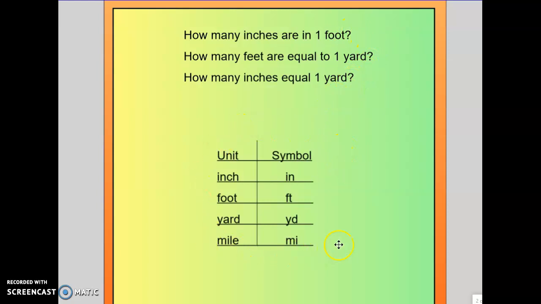So these are the symbols we use. Now when you're labeling your answers, these are what we use. If we want to indicate that it is an inch, we use IN. If we want to indicate that it is a foot or feet, we use FT. If we want to indicate that we are measuring yards, we use YD. And if we want to say that that was in miles, we use MI. Those are the initials we use for our answers when we label them.